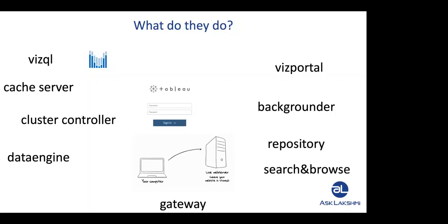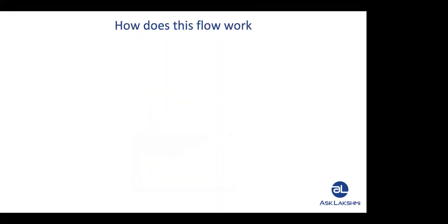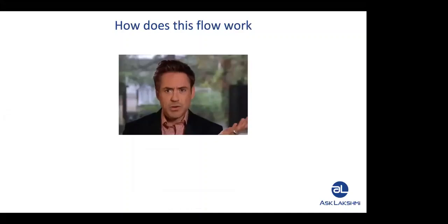Now, okay, fine. I have a lot of processes and a lot of services in the backend. If I want to read about them individually, you can do that. Vizql does this thing, cache server does this thing, vis portal does this thing, or maybe data engine creates the extracts in the backend. That is fine, I can do that. But how can I understand how this entire flow works? Maybe somebody opened a dashboard. What are all the processes that are involved in this process?